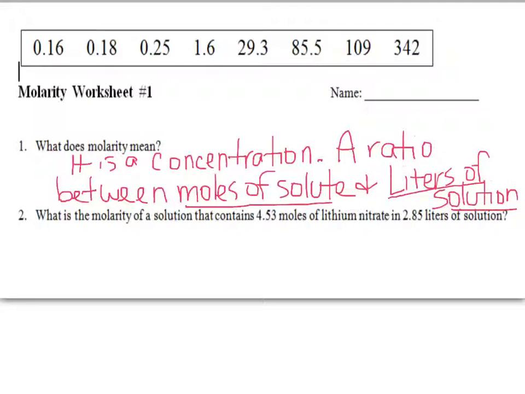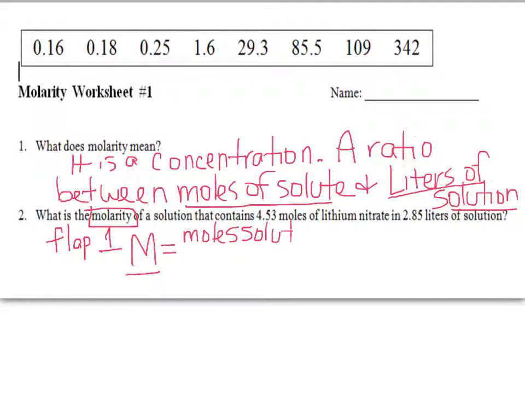You'll see in question 2, they're asking you to solve for molarity. That means you're going to be using flap 1 of your foldable, how to solve for molarity. So we'll just write that equation down. Capital M represents molarity. We know we need our moles of solute for our numerator, and we need our liters of solution. A lot of times I abbreviate solution SOLN. It's just a shortcut.